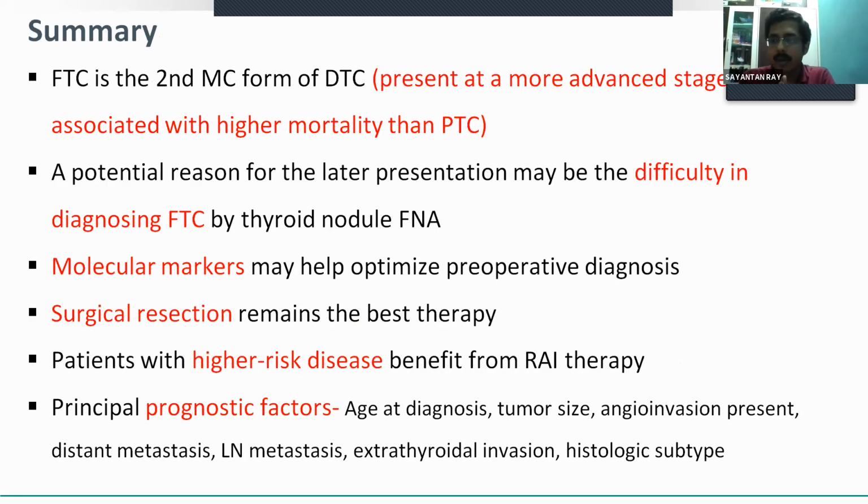So to summarize the FTC part, follicular thyroid cancer is the second most common form of differentiated thyroid cancer, usually present at a more advanced stage and associated with higher mortality than PTC. A potential reason for later presentation may be the difficulty in diagnosing follicular thyroid cancer by thyroid nodule FNA, which we have already discussed. Molecular markers could help optimize the preoperative diagnosis. Surgical resection still remains the best therapy, and patients with higher risk disease usually benefited from postoperative radioiodine therapy.